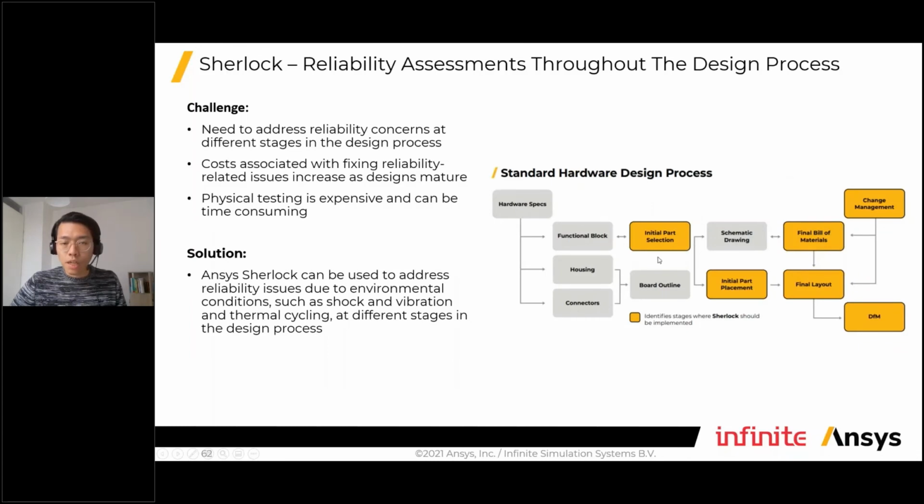So when would you like to implement Sherlock? Maybe in the initial part selection, you want to find out which part will have a better lifetime, and which part is going to be, let's say, the weak spot of your entire PCB board, because the entire PCB board eventually works as a single system, and any component failure causes the entire system to fail. So finding out where this weak spot is is important.